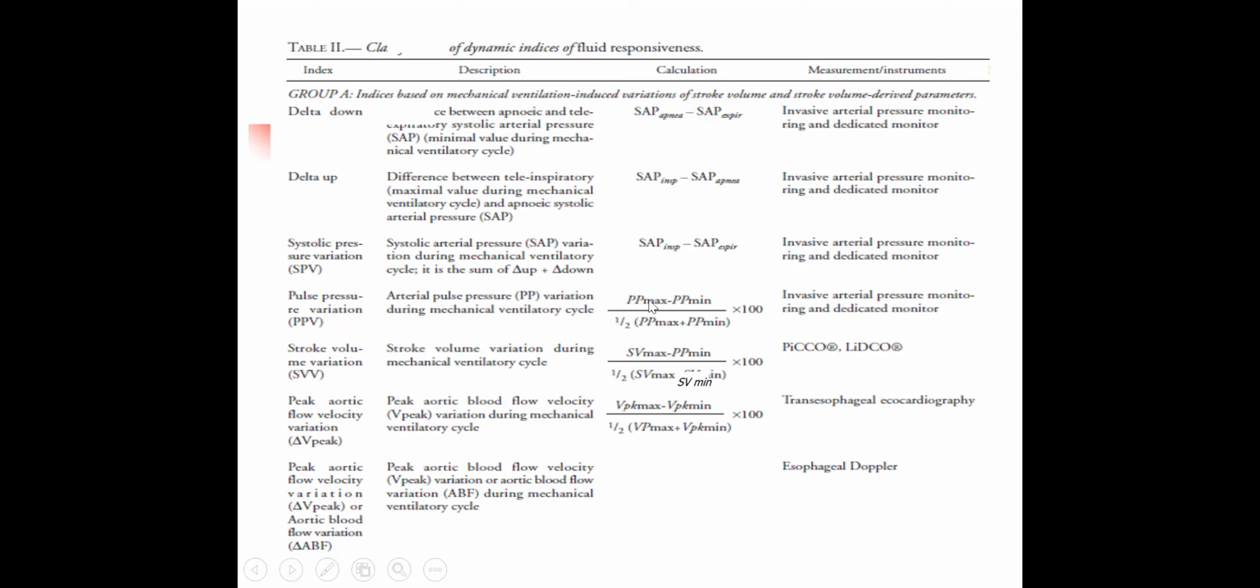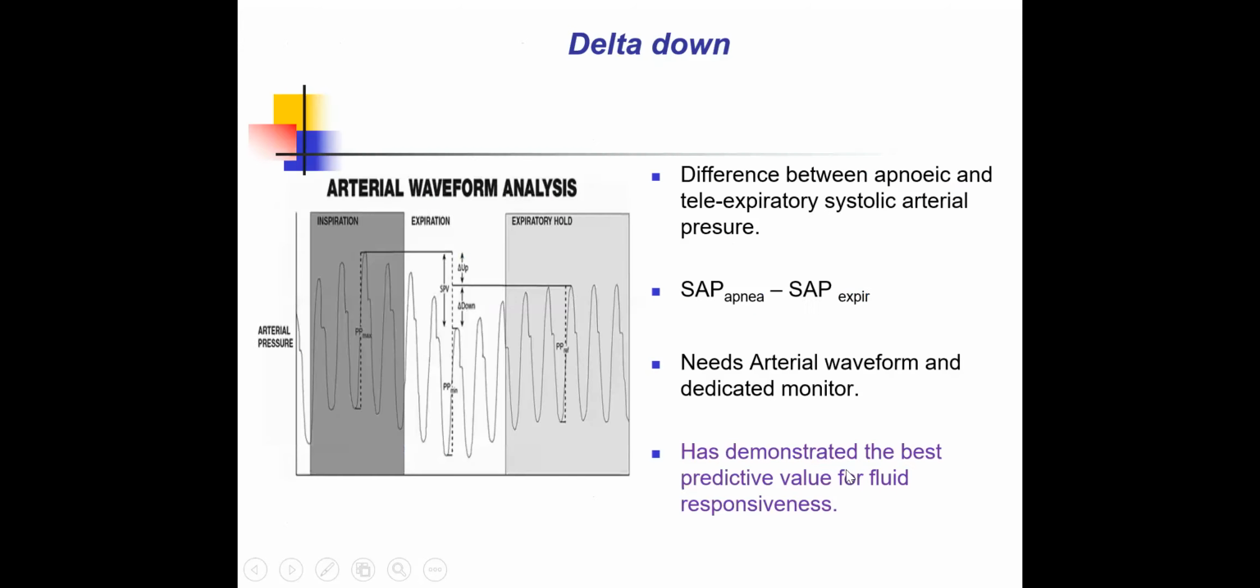Pulse pressure variation is PP max minus PP minimum divided by the average of the two, multiplied by 100. It requires invasive arterial pressure monitoring and a dedicated monitor. Stroke volume variation, similarly, is SV max minus SV minimum, this is a little misprint here, then divided by the mean of the two multiplied by 100, and requires PiCCO or LiDCO. Peak aortic flow velocity variation is VPK maximum minus VPK minimum divided by the mean multiplied by 100, and requires a transesophageal echo. Another we can use is the esophageal Doppler.